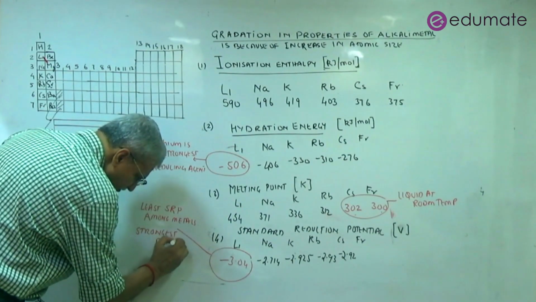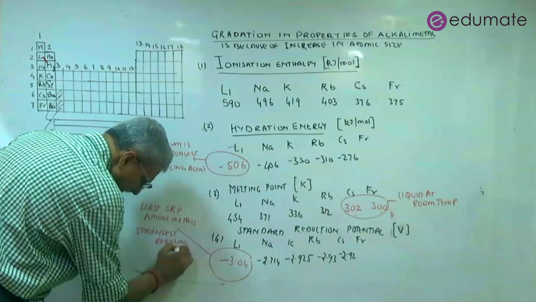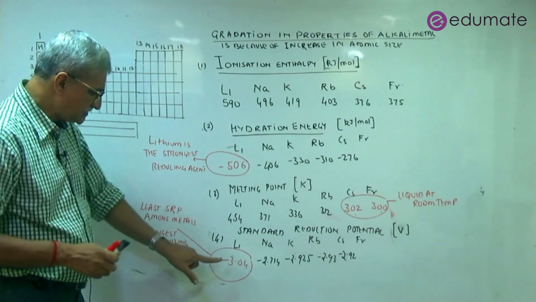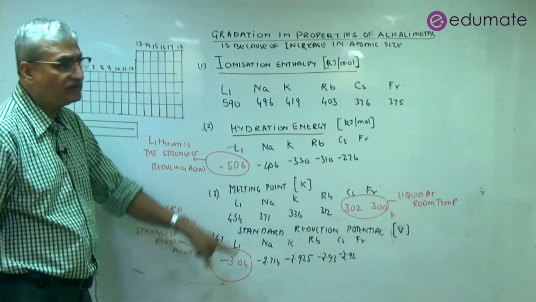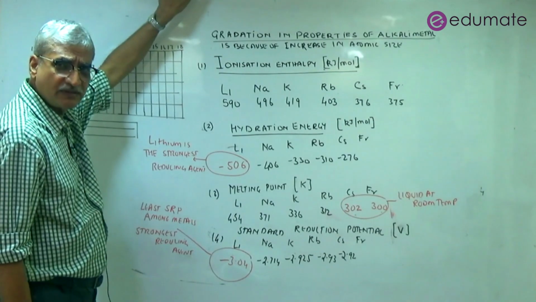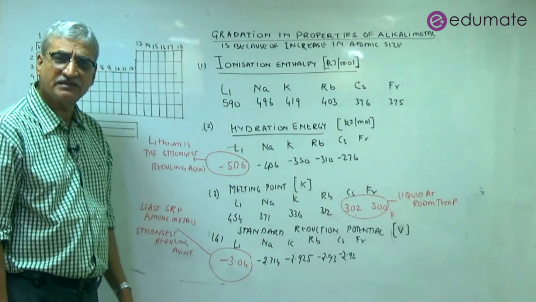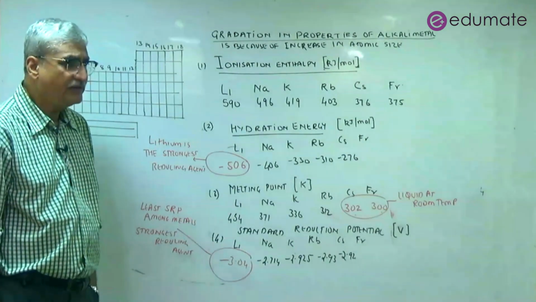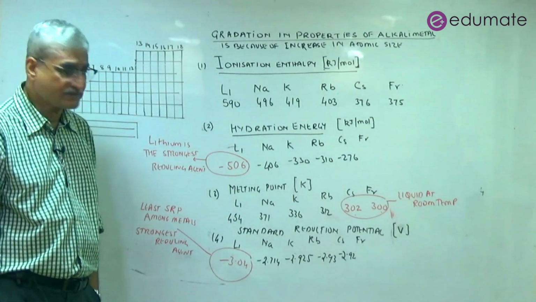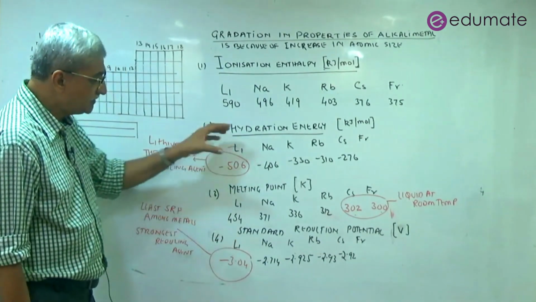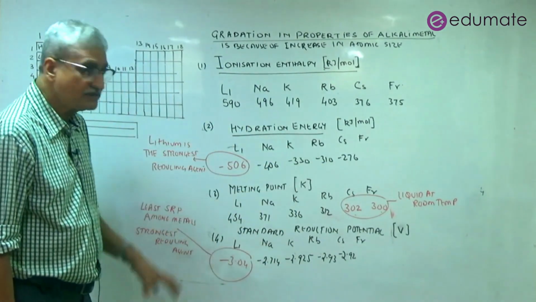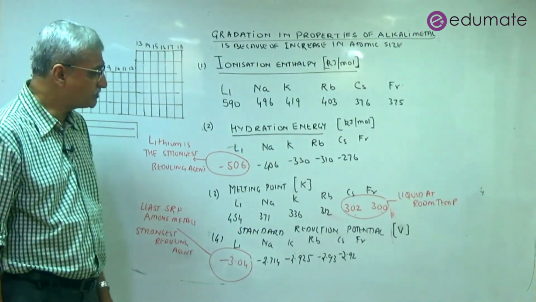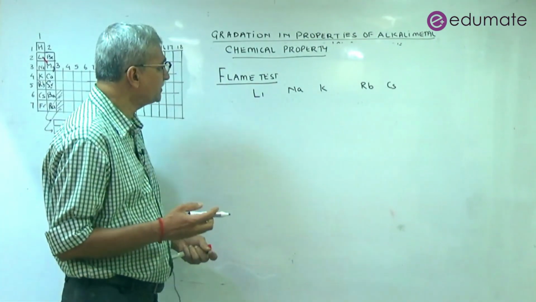While we are on this, I'll give you a small tidbit: if this has the least reduction potential, the one which will have the highest reduction potential is fluorine. Remember that. These are two extremes which you are supposed to know as far as entrance exams are concerned. From this chapter, these are some points which can be easily converted into a multiple choice question. We now talk about chemical properties.